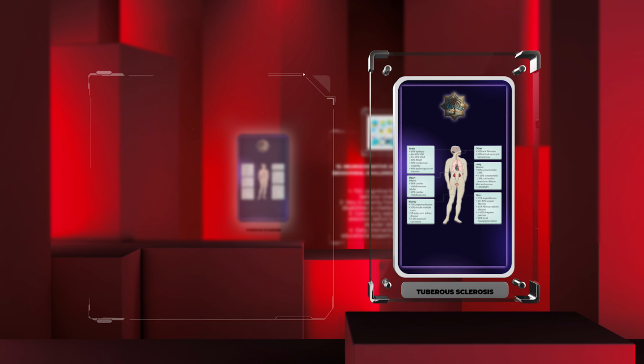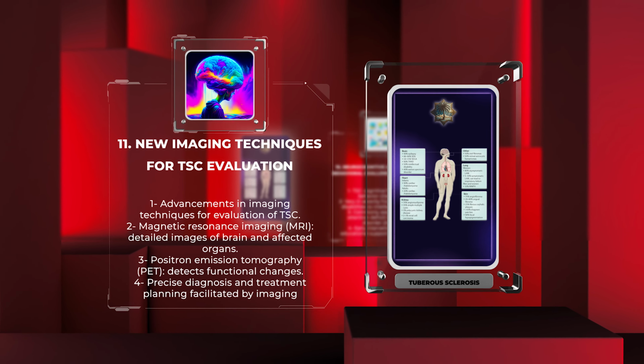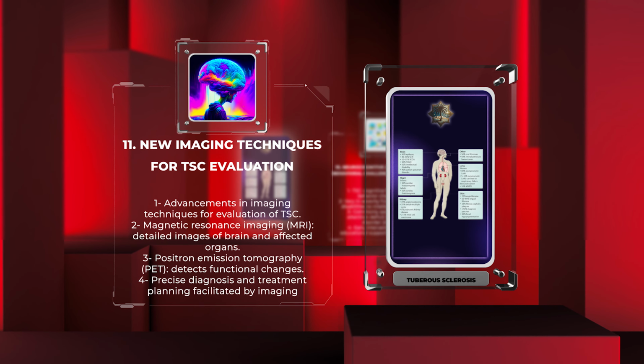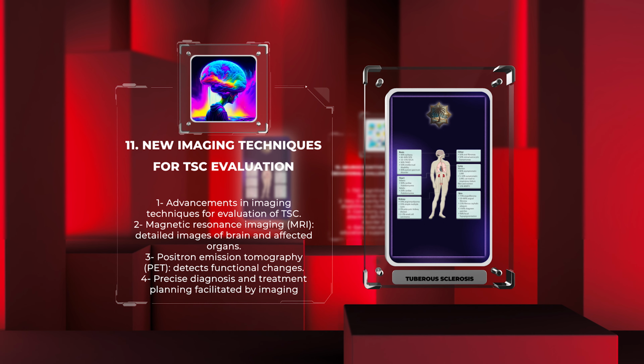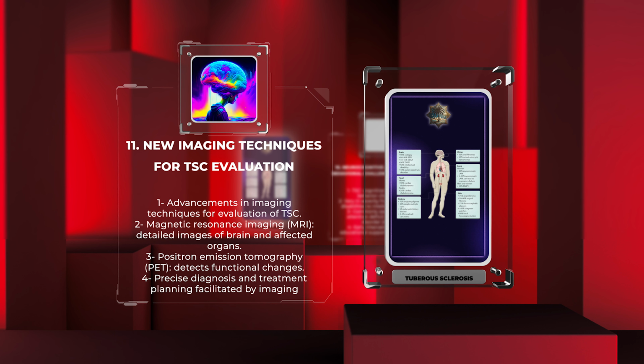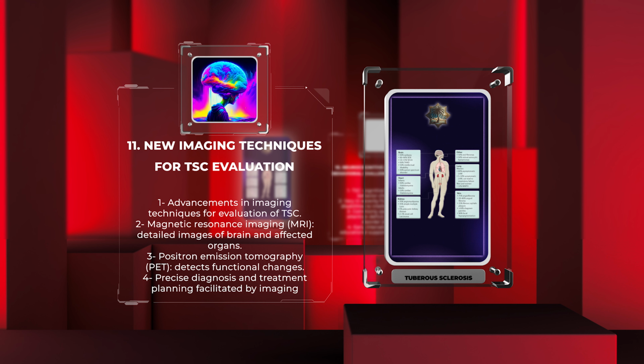In recent years, there have been significant advancements in imaging techniques for the evaluation of tuberous sclerosis complex, TSC. One such technique is magnetic resonance imaging, MRI, which uses powerful magnets and radio waves to create detailed images of the brain and other affected organs. Another technique, positron emission tomography, PET, involves the injection of a small amount of radioactive material into the body to detect functional changes. These imaging modalities enable doctors to visualize structural abnormalities, metabolic changes, and functional alterations in TSC, thereby facilitating precise diagnosis and treatment planning.